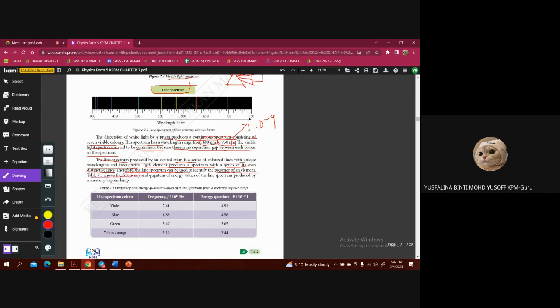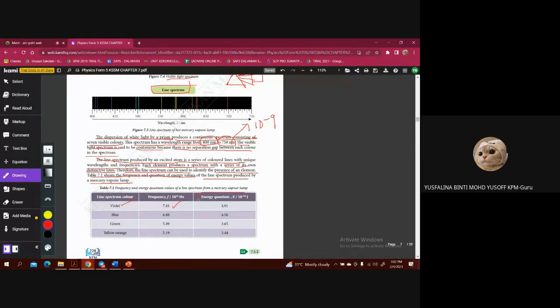This Table 7.1 shows the frequency and quantum of energy values of the line spectrum produced by a mercury vapor lamp. Of course, we know a lamp also produces heat energy. The heat energy will be absorbed by the electron, and the electron will vibrate faster. When it vibrates faster, it will emit radiation. That radiation, in a certain wavelength, can produce a certain color. This is the example, violet. The frequency is 7.41 times 10 power of 14.